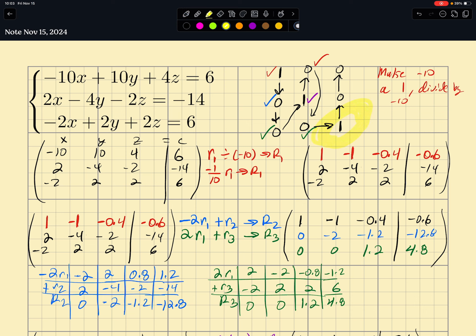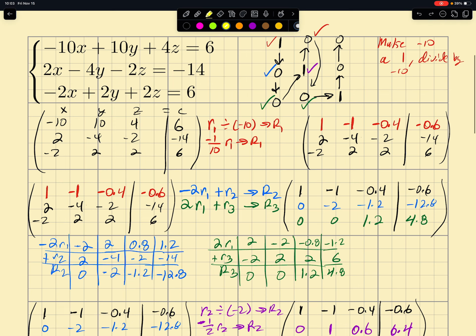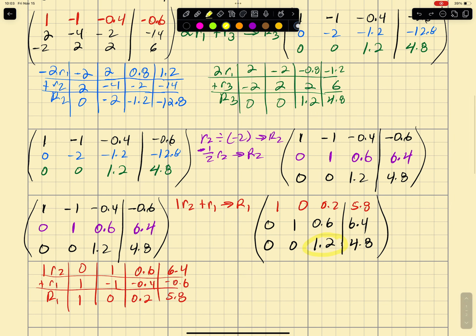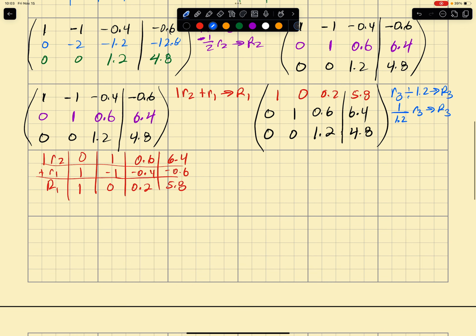So if you're going to make a 1, you're going to divide by whatever the number is right now, and that number right now is 1.2. So we'll go ahead and do that. We're going to do row 3 divided by 1.2, and that's going to be our new row 3. Now, the real way is 1 over 1.2. Row 3 replaces row 3, okay? When we do this row operation, row 1 and row 2 are unaffected.